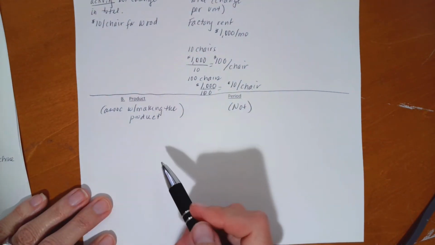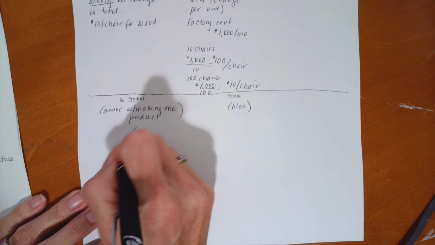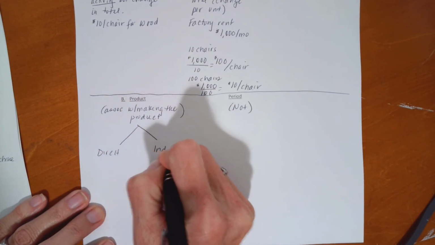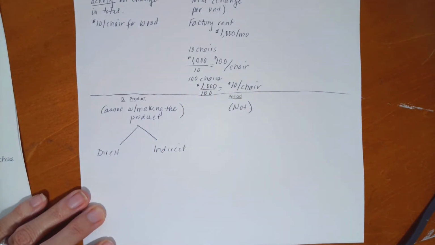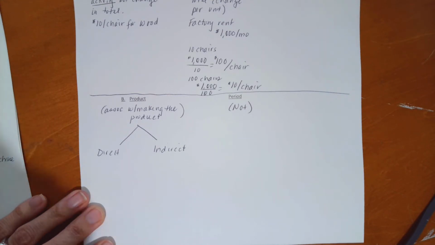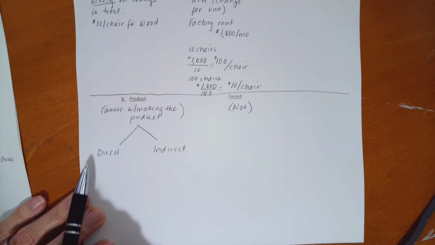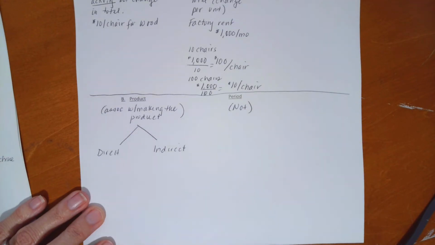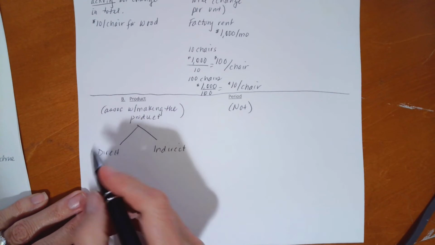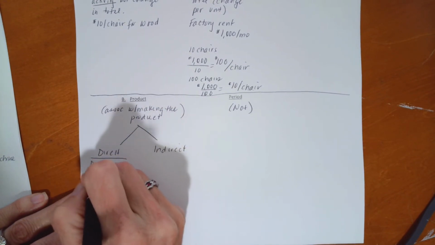Okay, and so there's two different ways to categorize product costs. There are direct product costs and indirect product costs. And direct costs are the ones that you can clearly identify within the product or trace directly to the product. So for example, up here in our wooden chair example, this wood is a direct cost because we can clearly trace the wood into the product. So this wood is called a direct material cost.